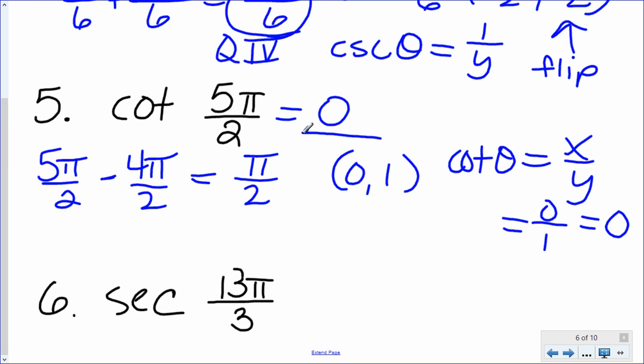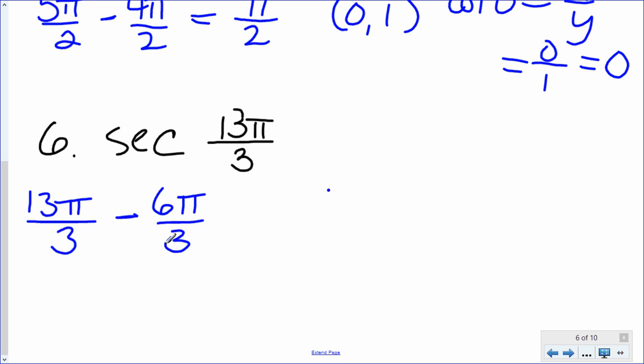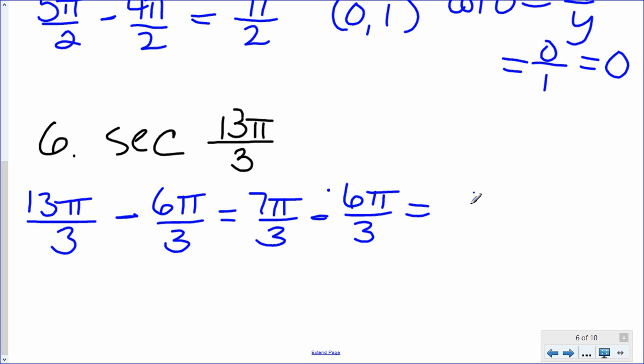All right, last example. We have secant of 13 pi over 3. Now again, 13 pi over 3 is not in between 0 and 2 pi. So we need to find that coterminal angle. In this case, we'll subtract 2 pi. And so we have a common denominator. We'll make that 6 pi over 3. All right, and so when we initially subtract, we're going to get 7 pi over 3. But notice that is still not between 0 and 2 pi, so we need to subtract again, and we get pi over 3.